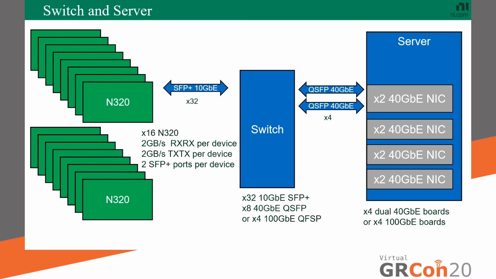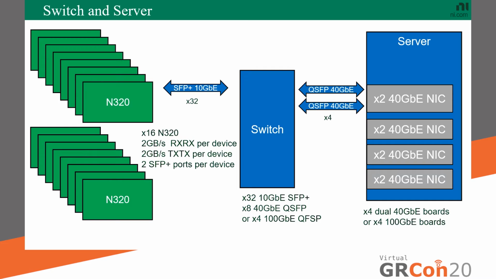think about aggregating this data is to first put a switch in between all of these networked SDR devices and your server, and have the switch connect all 32 of those 10 gig connections and then funnel them down into, say, 8 40 gig connections or 400 gig connections. It's an intuitive way to aggregate the data into a single server, but it does have some challenges associated with it.